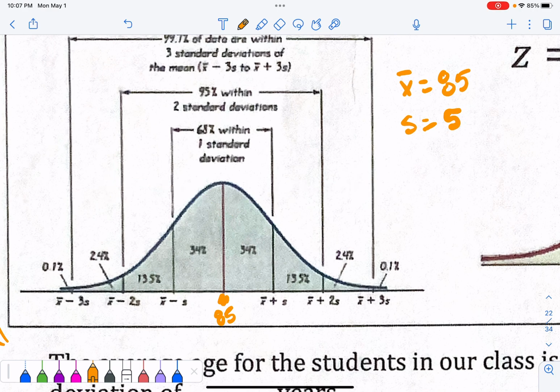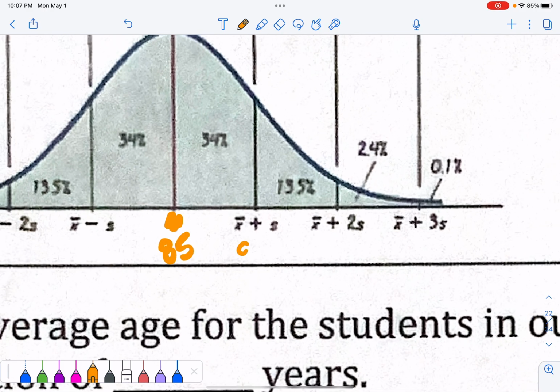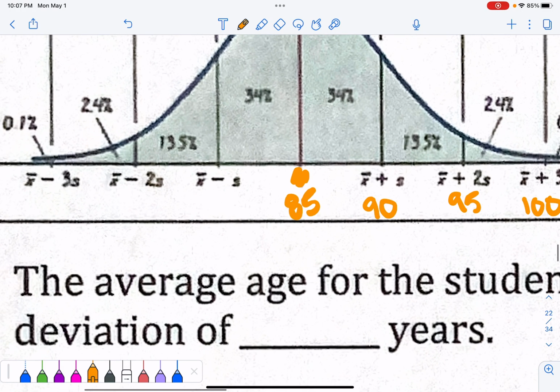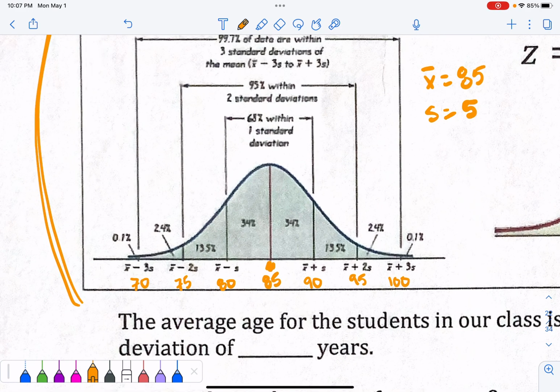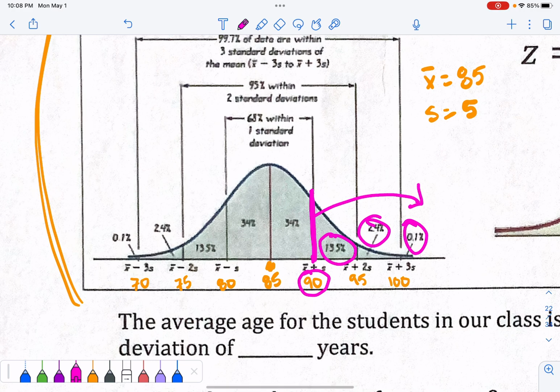If you add the standard deviation, I made it really easy. This is 5, so we have 90, 95, 100. And then if we subtract, we have 80, 75, and 70. Now, if you are looking at those numbers exactly, like if you got a 90 on your test, what percent of people scored above a 90? This many percent of people, I think if you add those all together, it's like 16%. All of these added together scored below a 90. That's how the empirical rule works.